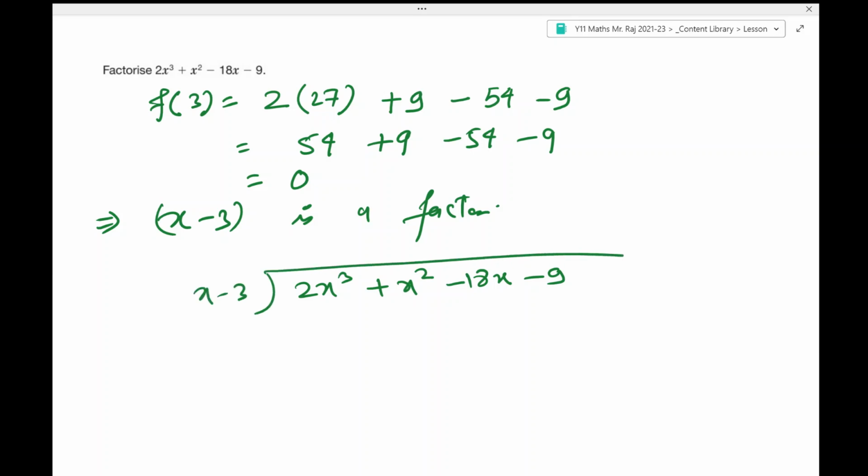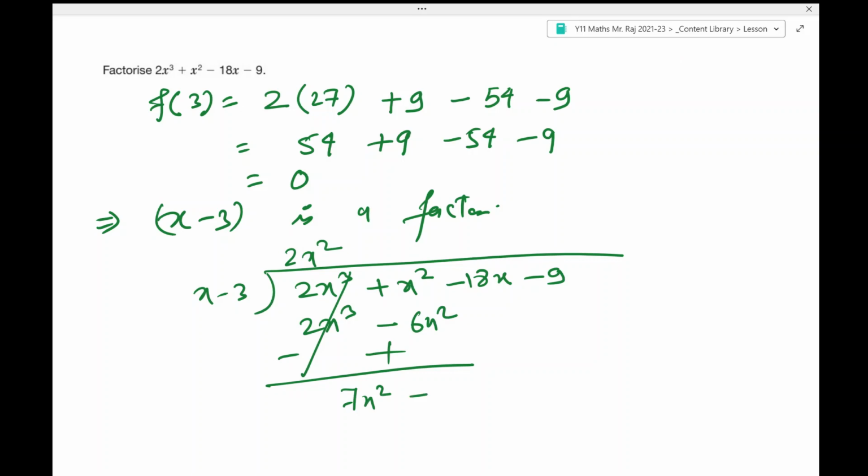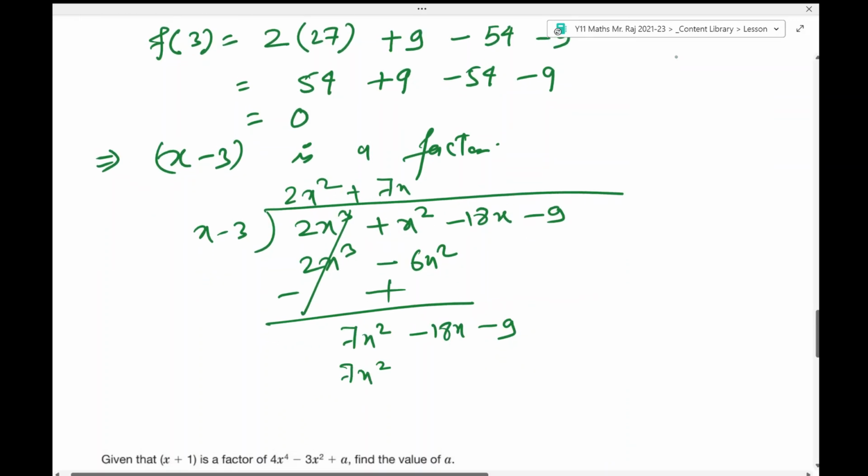Same thing that we have learned today. I have to look for the very first term, 2x cubed and x. How can I reach 2x cubed from x? So 2x square, madam. So 2x cubed minus 6x square. Let's subtract. I will have 7x squared minus 18x minus 9. Multiply this by 7x. You will get 7x squared minus 21x. Subtract. You will have 3x minus 9.